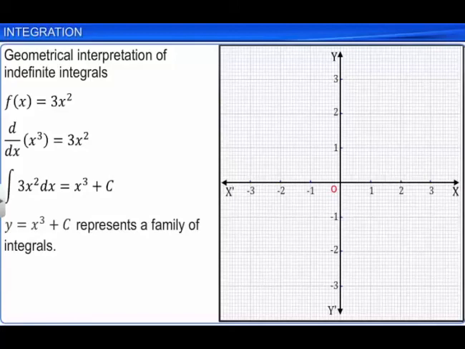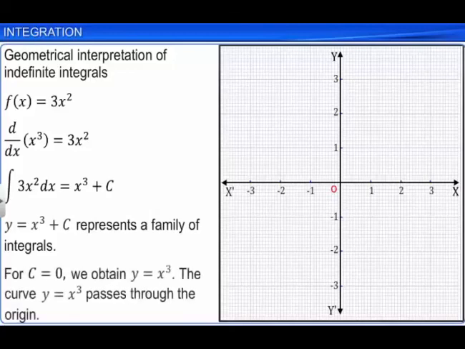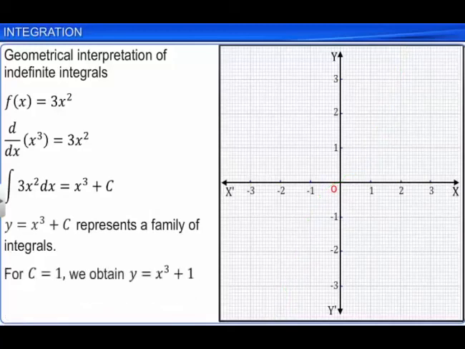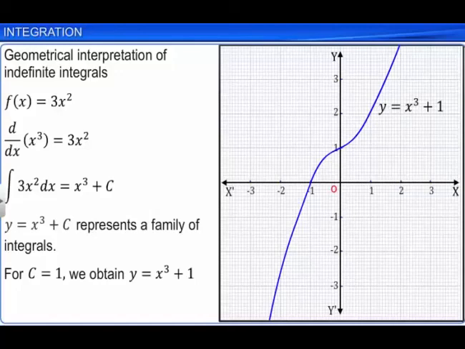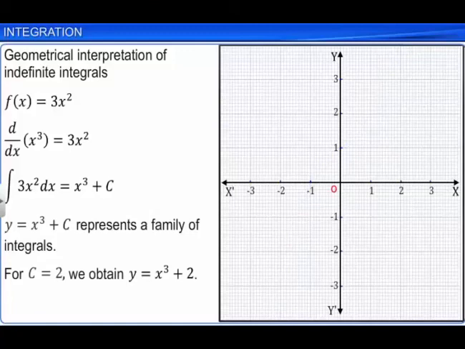Let's now see how the curve y is equal to x cubed plus c looks for different values of c. For c is equal to 0, we get y is equal to x cubed. The curve is as shown and passes through the origin. For c is equal to 1, we have y is equal to x cubed plus 1. The curve is obtained by moving the graph of y is equal to x cubed 1 unit along the y-axis in the positive direction. For c is equal to 2, we have y is equal to x cubed plus 2. The graph is as shown here.